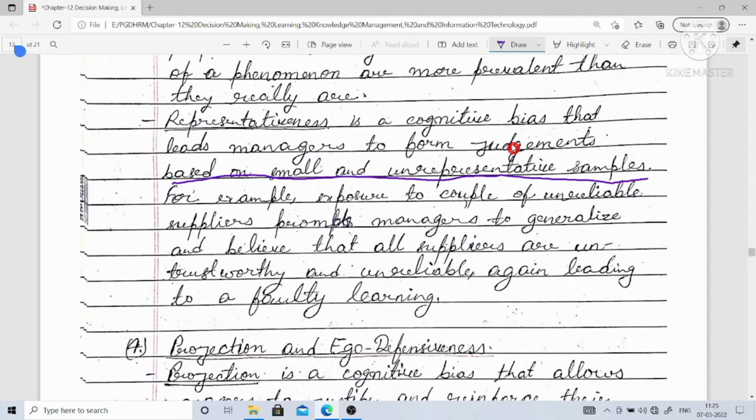For example, here given exposure. Exposure to a couple of unreliable suppliers prompts managers to realize and believe that all suppliers are untrustworthy and unreliable, again leading to faulty learning. So in the example given, there may be a possibility that some suppliers are unreliable, okay, but managers start to think that suppliers are not trustworthy and not reliable, which causes faulty learning. Okay, so they learn the wrong thing, meaning not true things.